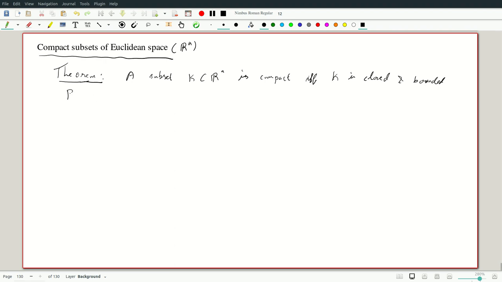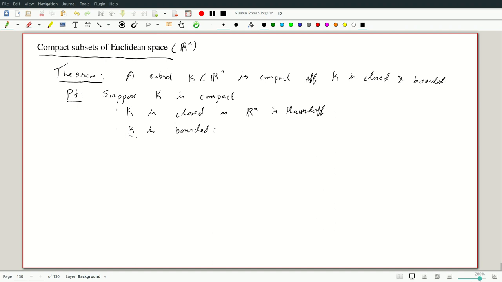Okay. So let's first see, suppose K is compact. Well, we have two things to show, but the more difficult, which is closed, we have already shown. K is closed as Rn is Hausdorff. We saw that a compact subset of a Hausdorff space is closed. How about K is bounded? This is quite easy but nicely illustrates how to use compactness.